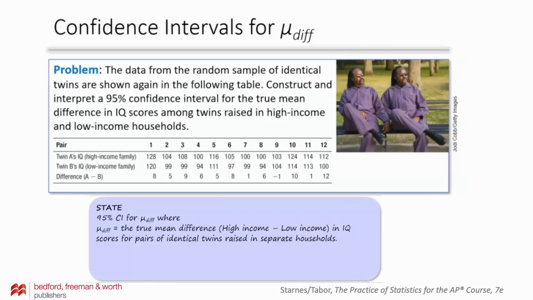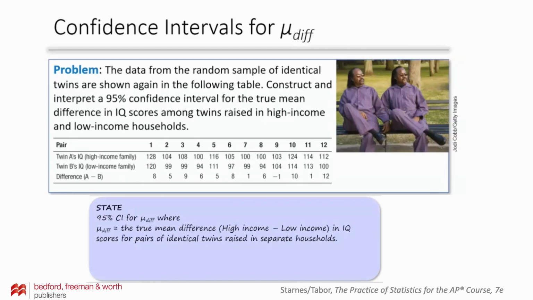So let's look at the twins problem here. The data from the random sample of identical twins are shown again in the following table. Construct and interpret a 95% confidence interval for the true mean difference in IQ score among twins raised in high-income and low-income households. So we have a total of 12 pairs, and twin A's IQ, twin B's IQ, and this is the difference. And you do got to give me the order, so they're giving me all that data. So we're going to do the state, plan, do, conclude.